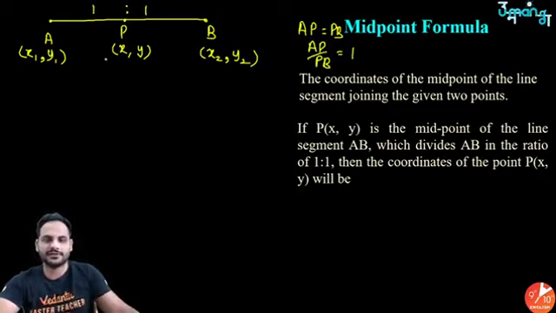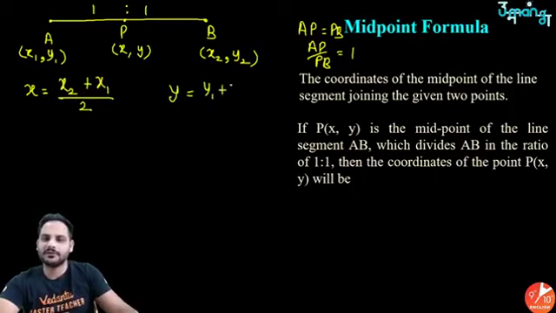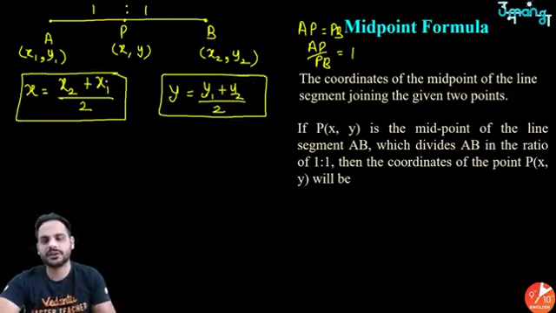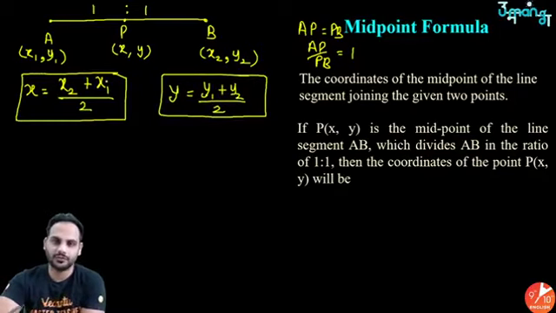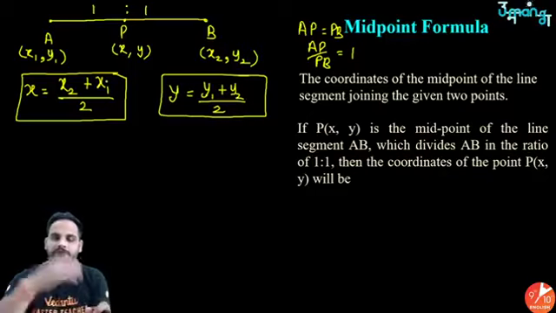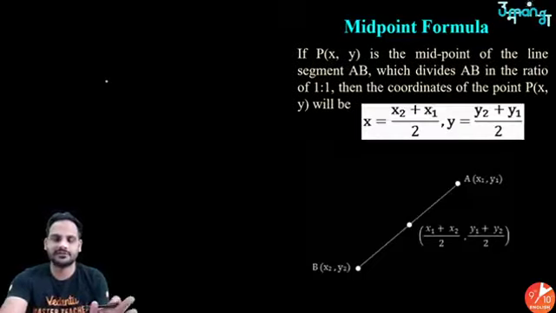So again use the section formula. The x coordinate of P will be 1 into x2 plus 1 into x1, divided by 2. Similarly, the y coordinate will be y1 plus y2 divided by 2. So the midpoint formula is nothing but a special case of the section formula in which the ratio is 1:1, because it is the midpoint.